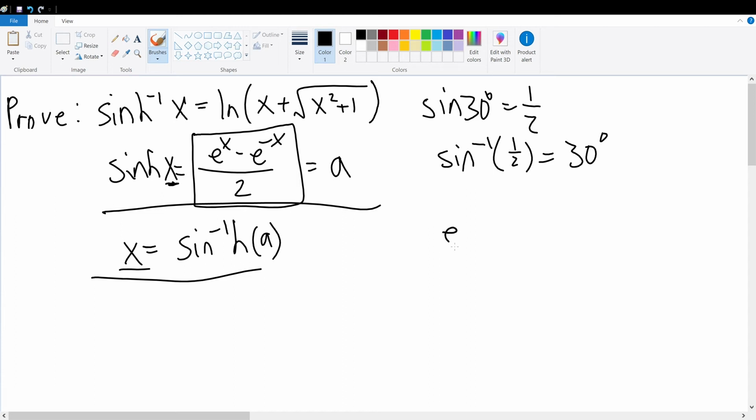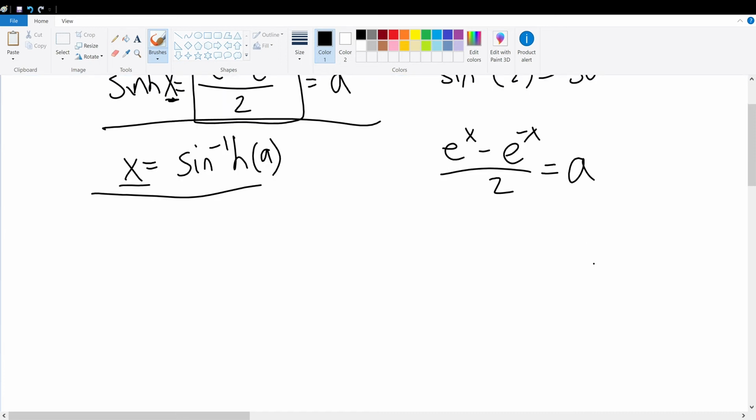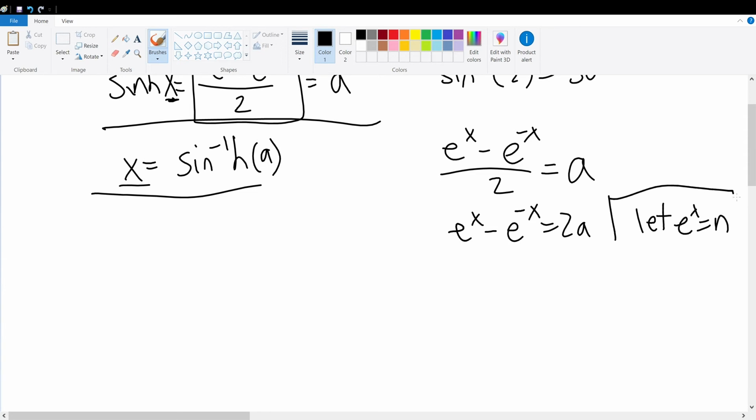And for now, we're going to be analyzing e to the x minus e to the negative x divided by 2 is equal to a. We're going to analyze this equation for now. We can multiply 2 on both sides to get e to the x minus e to the negative x is equal to 2a, and defining e to the x to be equal to n. We did this because later in the proof, we're going to be relating this equation to a quadratic function, likewise to a quadratic equation.